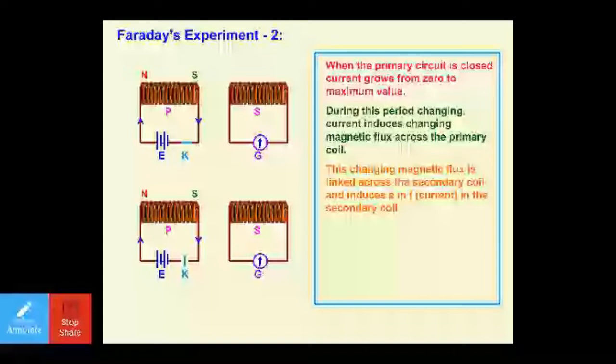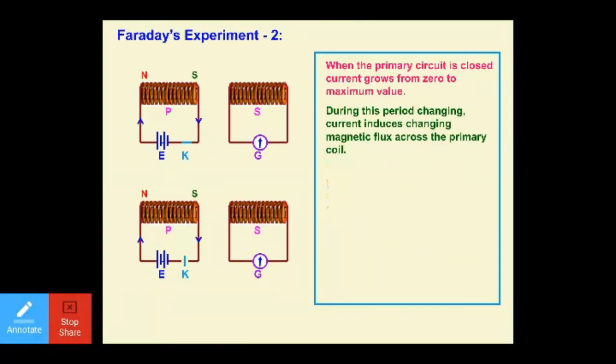With a changing magnetic flux linked across the secondary coil, the induced EMF and hence the induced current is formed across the secondary coil. So you have to keep focus on the primary first. When you apply some current, some polarity, some potential into the primary, what is happening? Initially it was 0, then it starts growing, and then it reaches the maximum value.